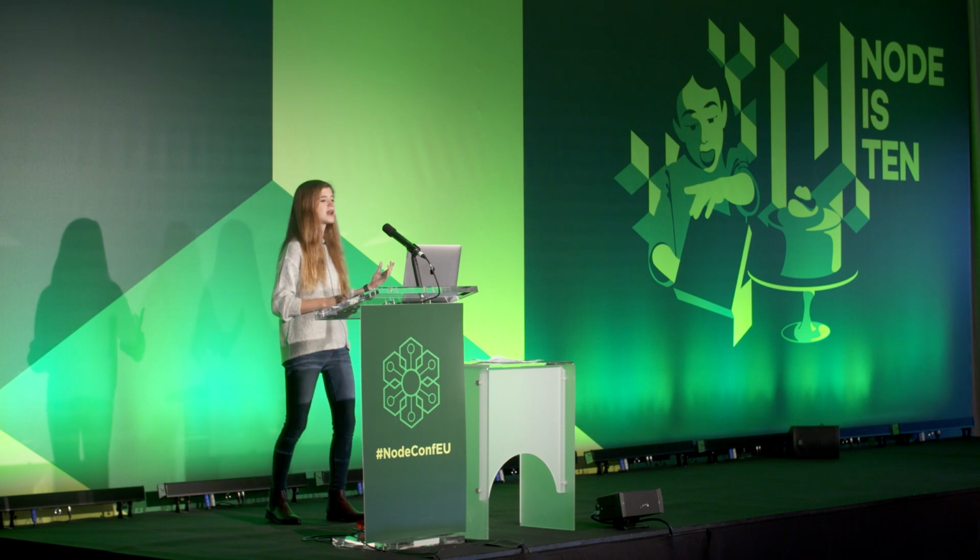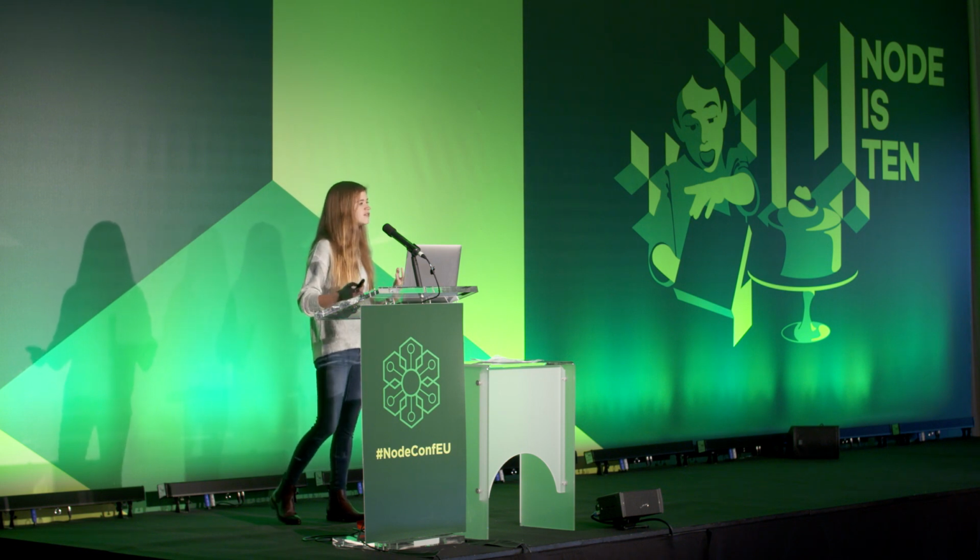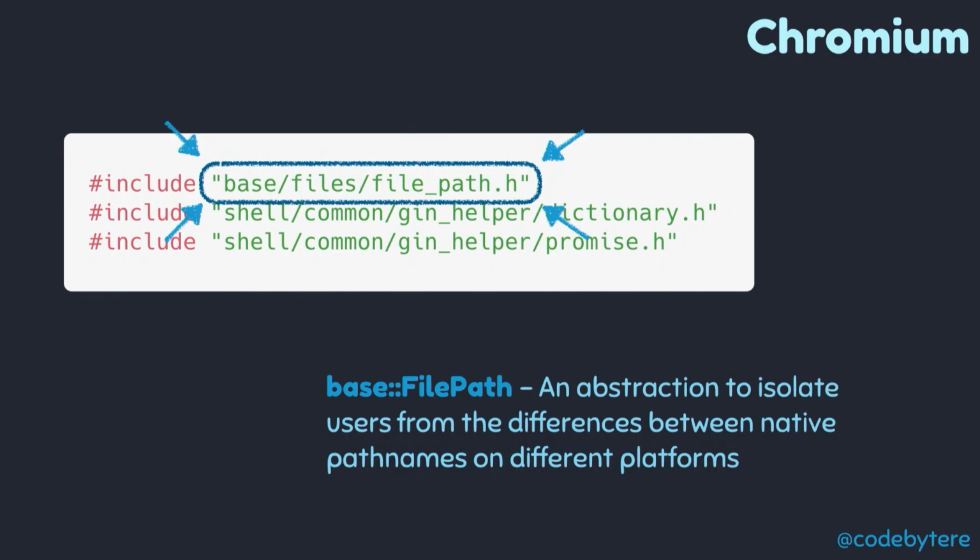On the earlier slide, I mentioned that we resolve an array of file paths, which is shown on this slide as base::FilePath. This is actually an abstraction to isolate users from the differences between native path names on different platforms. We can take advantage of the work that Chromium has already done on this front in order to avoid needing to account for these differences across the different platforms that Electron supports.